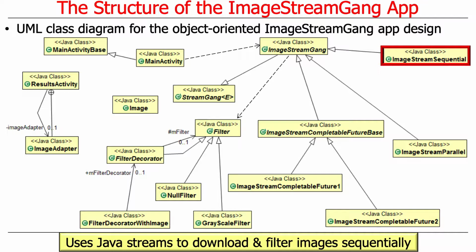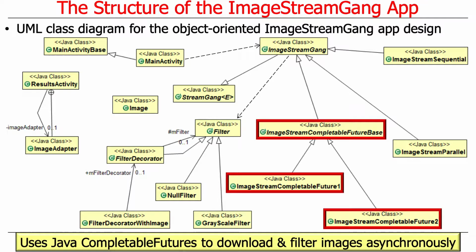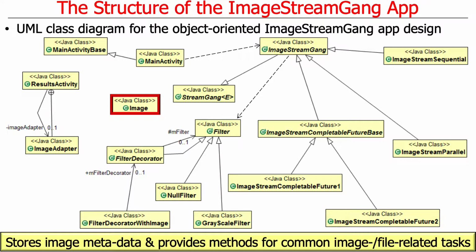And then within these classes, we have different processing, which is done functionally. ImageStreamSequential, as the name implies, uses a sequential stream to download and filter the images. ImageStreamParallel uses parallel streams to download and filter images concurrently. And the Java completable futures classes download and filter images asynchronously using the completable futures framework. So the actual computations are done in a functional way, but in the context of an object-oriented design in order to emphasize commonality at the right point in the hierarchy.